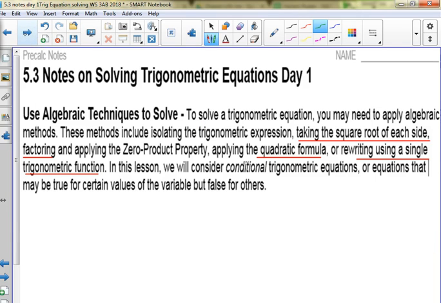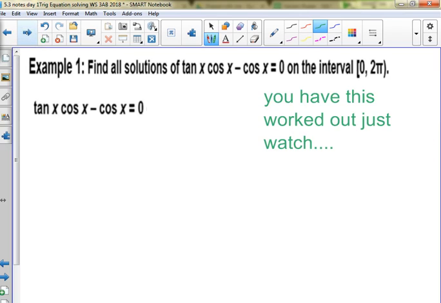All right. So it says today we might have to do some trig trading. We may have to take square roots of both sides. We're definitely going to have to factor and set things equal to 0. It says quadratic formula. Thank goodness we don't have to do that today. Rewrite a single trig function. We may have to trade some things. All right.